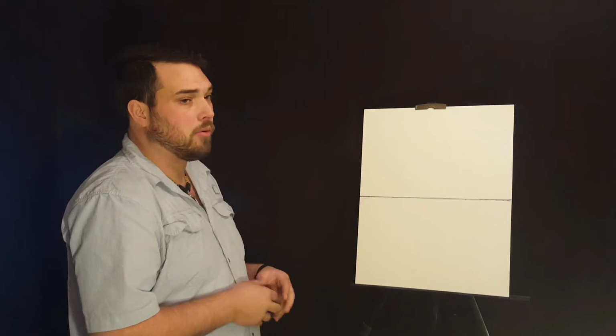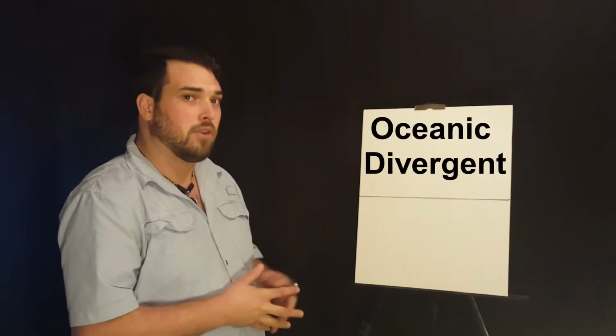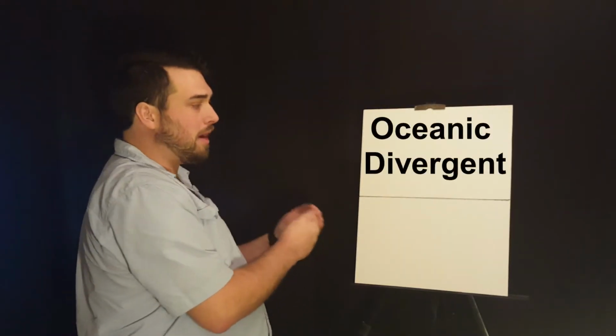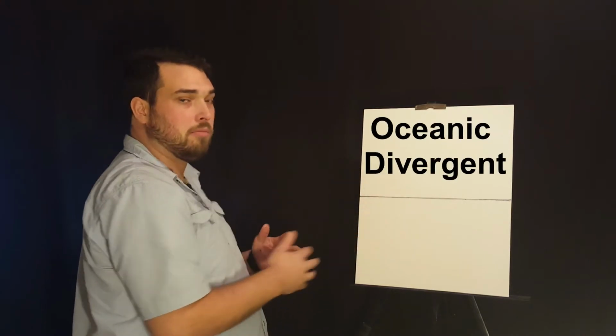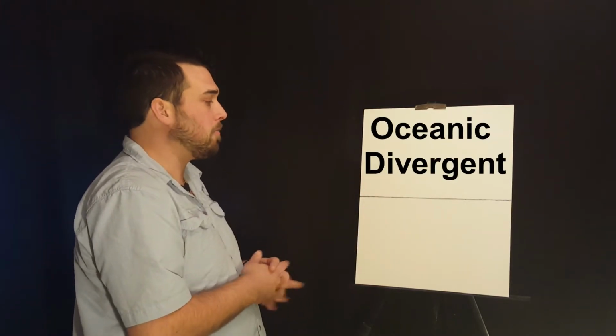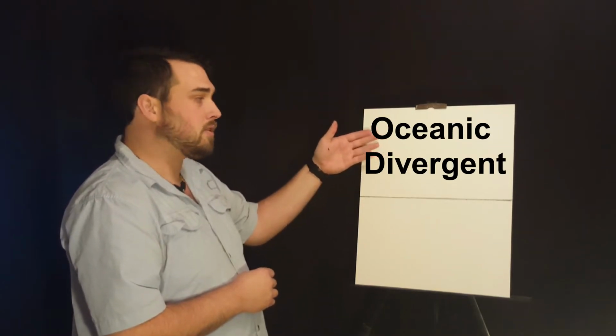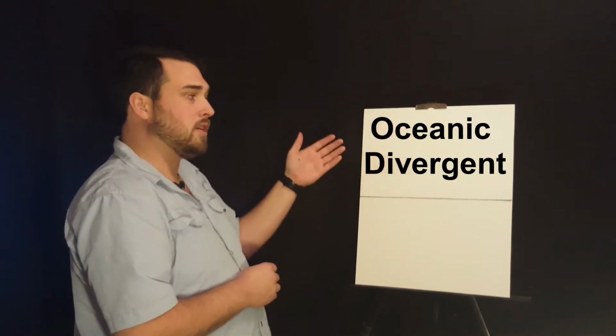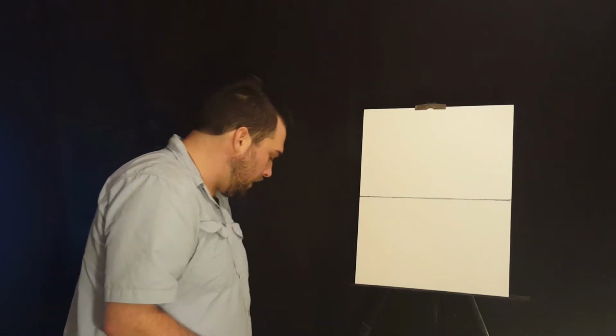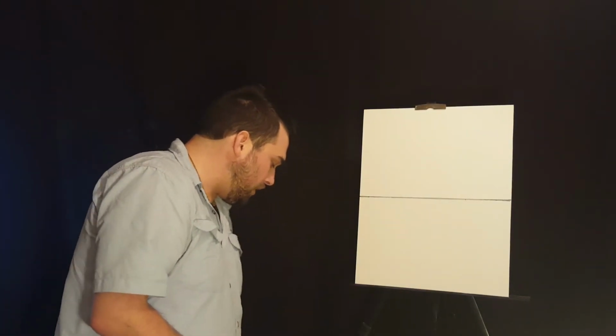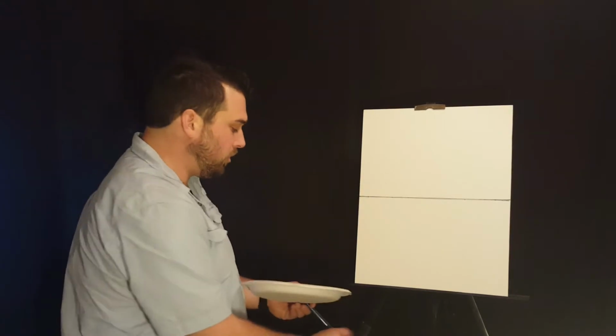We're going to start at the top, and we're going to start with divergent boundaries. Okay, two boundaries being separated, pulling apart, or being pushed apart. We're going to start with ocean crust separating, so ocean to ocean divergent boundary. Just like our diagram before, we are going to use black for the ocean crust.